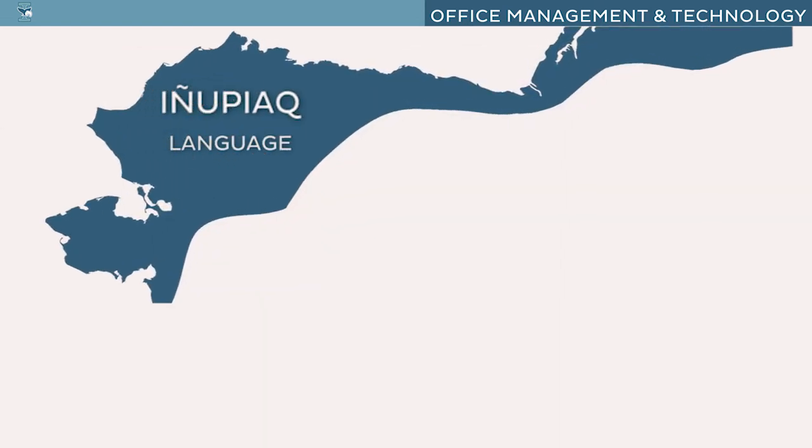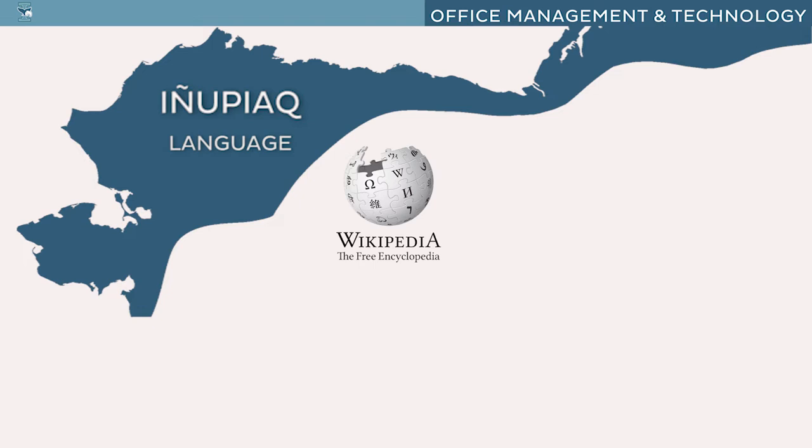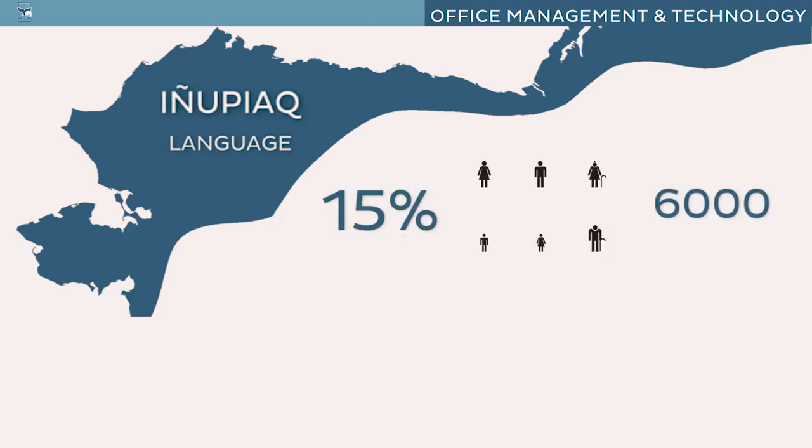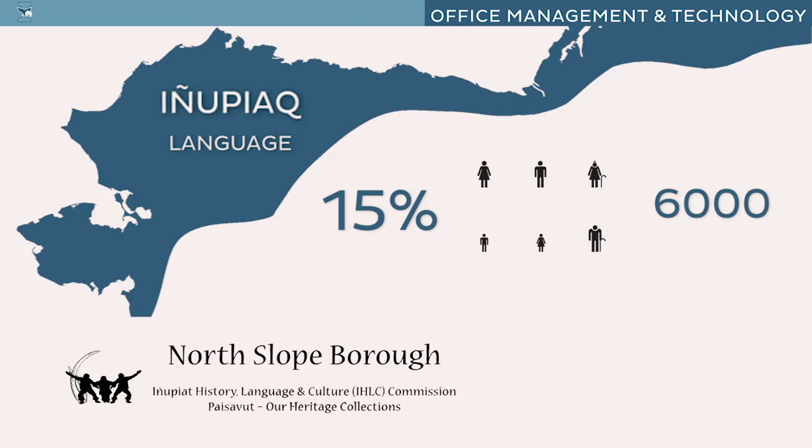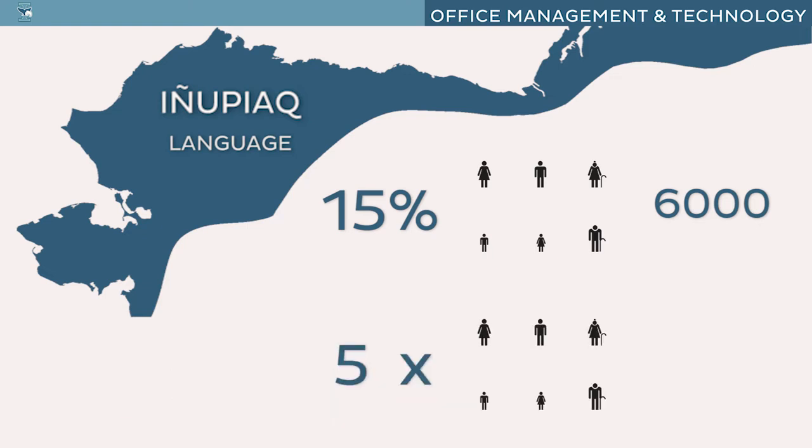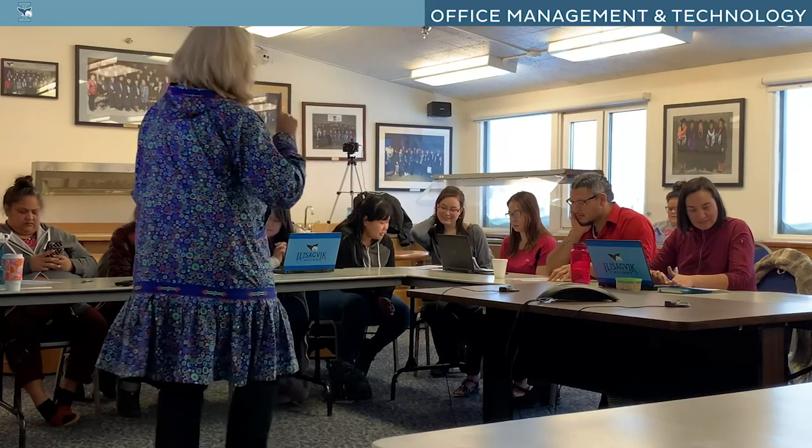And Iñupiaq language, here's the problem. According to Wikipedia, 6,000 people speak the language. That is 15% of the ethnic population. Now, I've talked to the IHLC, and they think that this number's low. But even if you multiply this by 5, and you say it's 30,000 people, right, and that Wikipedia's got the number off by a factor of 10, we're only talking about 60,000 people. That's not enough to sustain a language. So the more that we can do to help make it easier to use it regularly, I think we're doing a good thing.